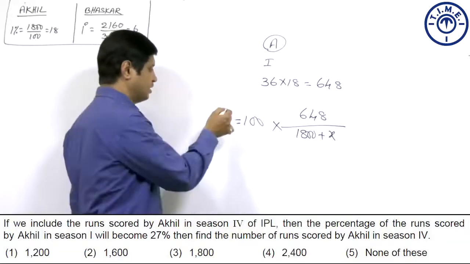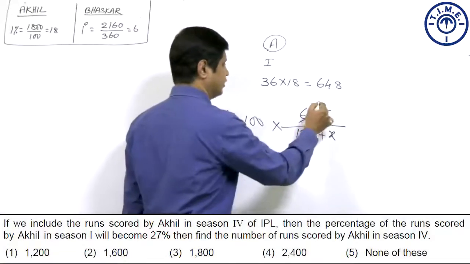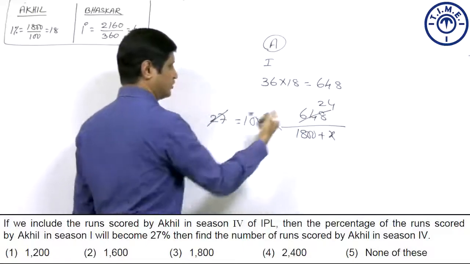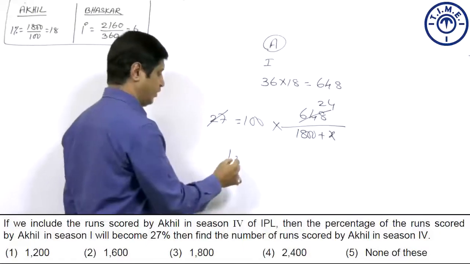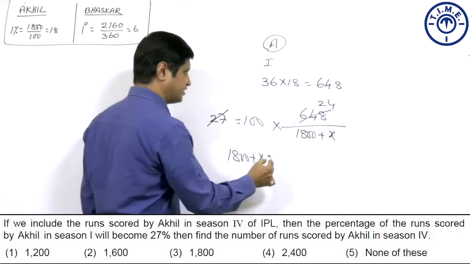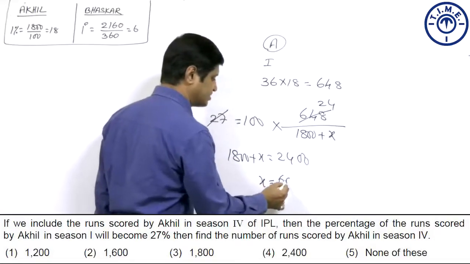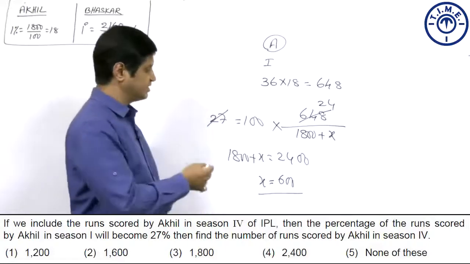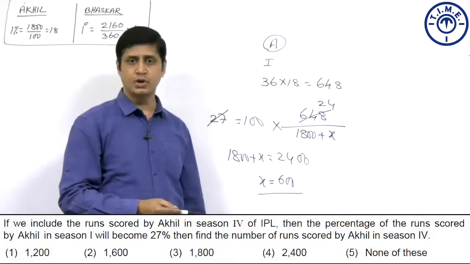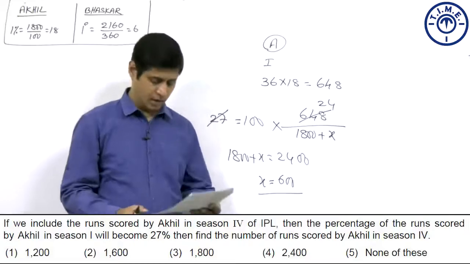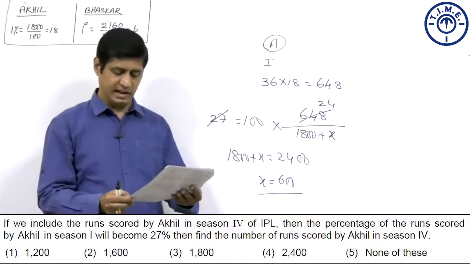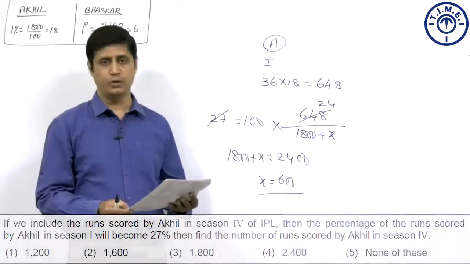When you simplify, 27 goes exactly 24 times. The product of these two numbers is 2400. Now 1800 plus x is equal to 2400. The value of x is 600. It means in season 4, Akhil scored 600 runs. Now the right choice here is none of these, option 5.